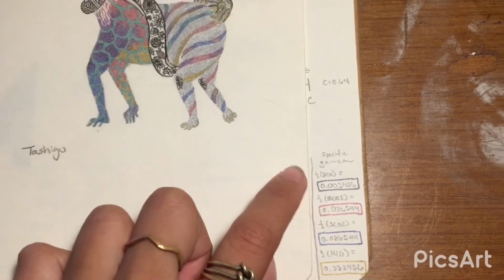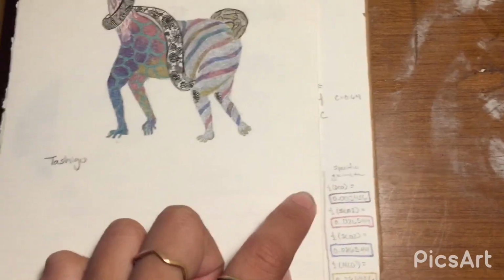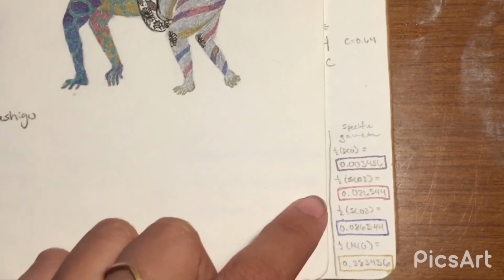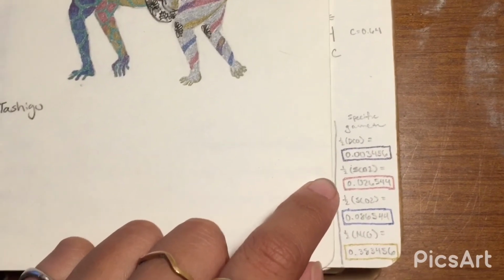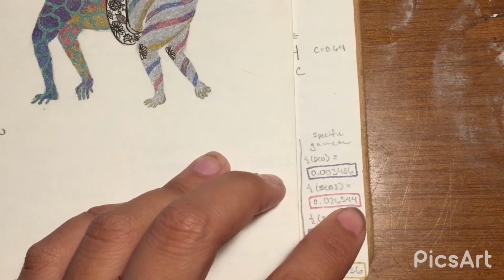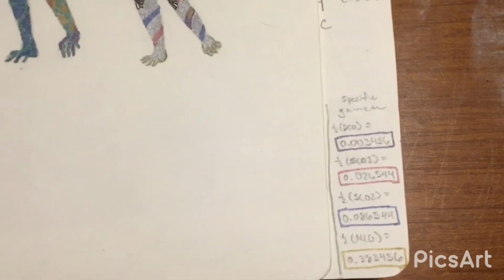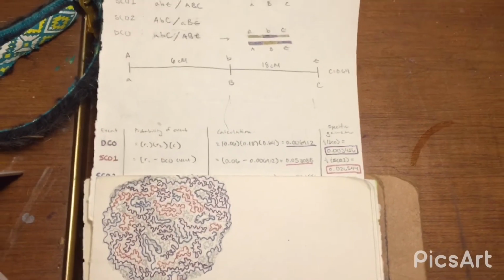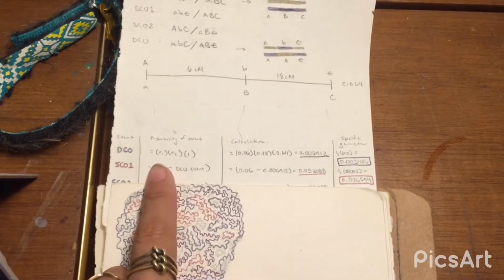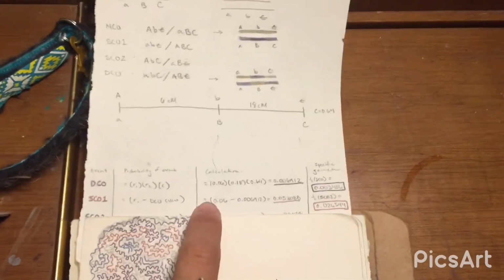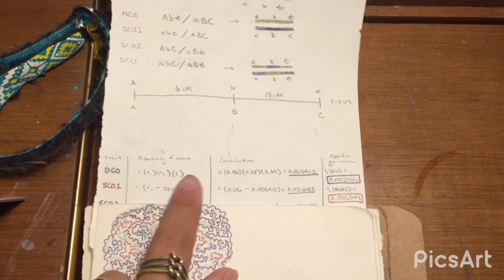From our calculations, we were able to determine that the probability of a specific gamete from a DCO event was going to be about 3.456%, while a single crossover event at loci 1 was going to be about 26.5%. We were able to determine these percentages based on the probability equation that we can use for a DCO and a SCO1 event. And so here you can see R1, R2 times C.